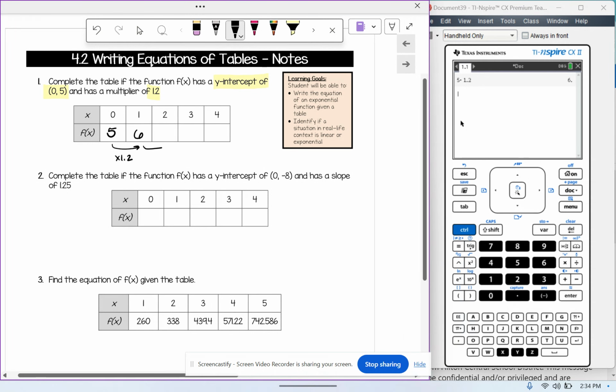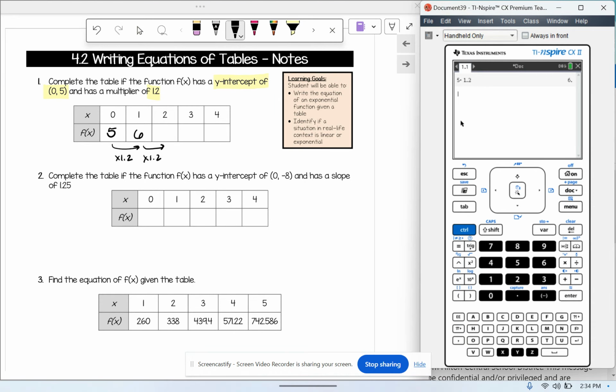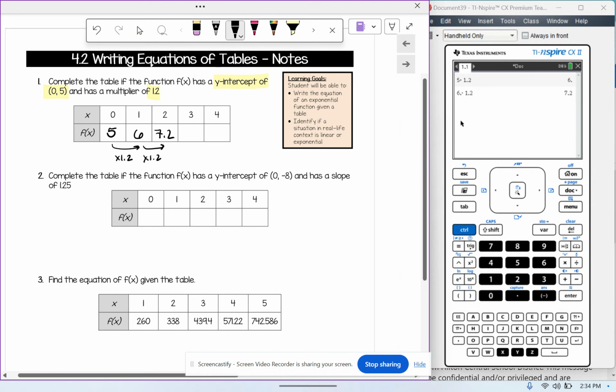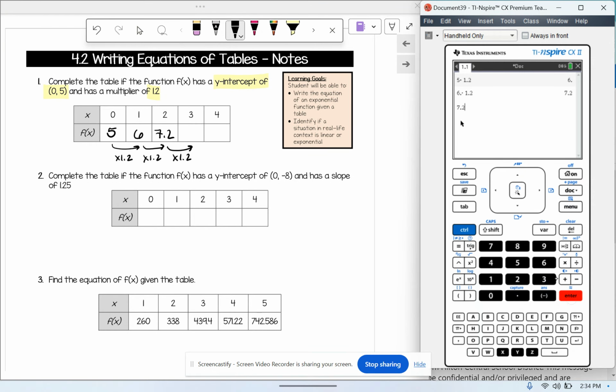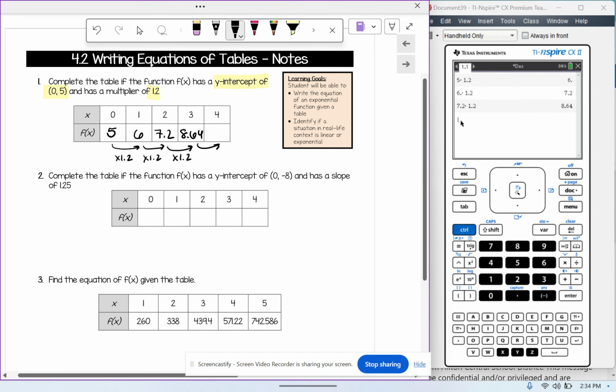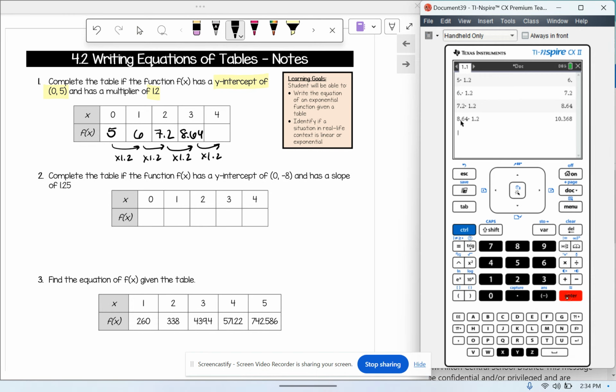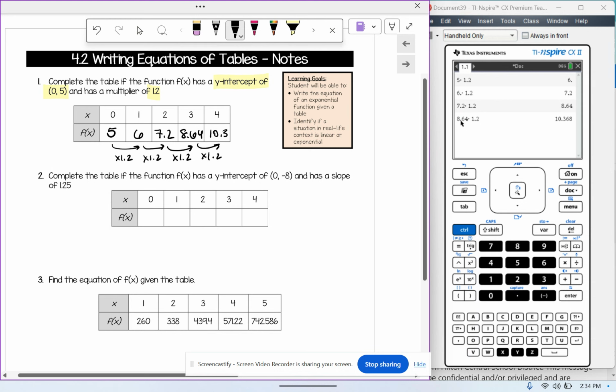So I end up with a 6. I'm going to multiply by 1.2 to get to the next value in the table. You can do a little shortcut where you pick up that 6, hit enter, and then multiply it by 1.2. I don't know if it really saves you any time, but multiply that guy by 1.2. And then multiply that guy by 1.2. All right, all it wanted me to do was complete the table. I'm done. Let's go to number 2.